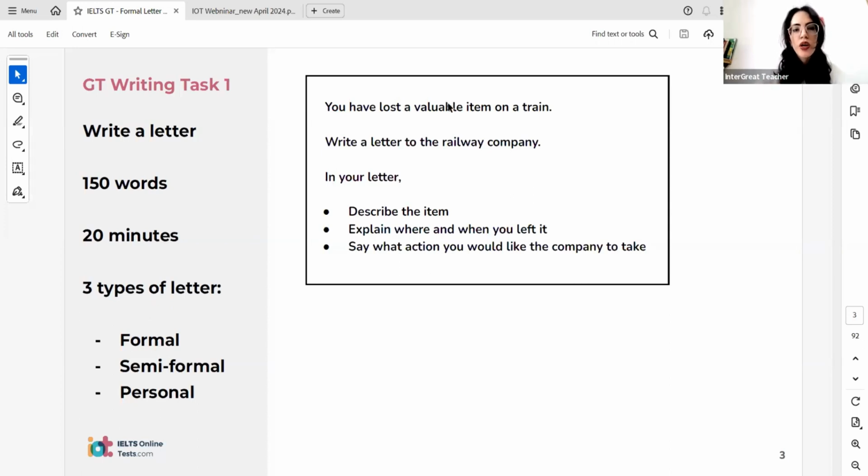Now, in the test, there are three types of letters: formal letters, semi-formal letters, and personal or informal letters. Let's take a look at this one, this letter. This is what it looks like. First, you have the general topic, right? Let's read it together. You have lost a valuable item on a train. Write a letter to the railway company. So this is the general part.